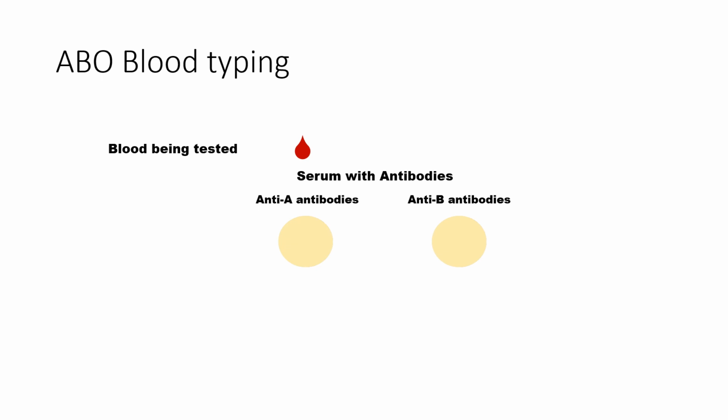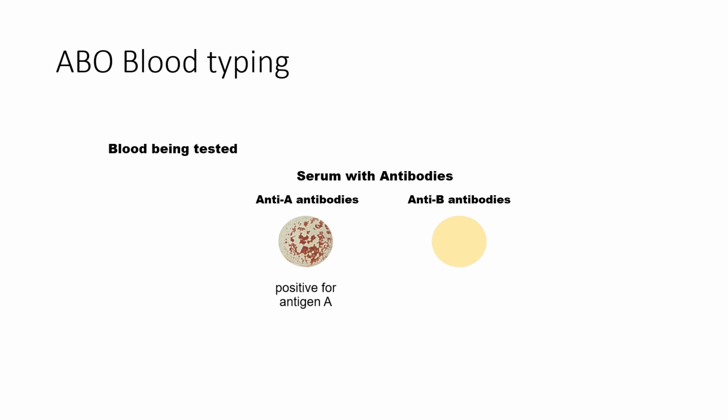So if we take our little drop of blood that we see here on the screen and we drop it into our first container of serum and anti-A antibodies, we're going to look for a reaction, and this is an example of an agglutination reaction. So this tells us that our blood is positive for antigen A.